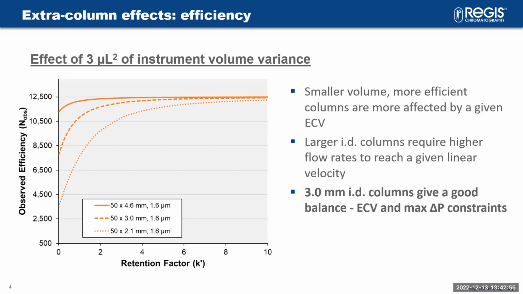So our observed resolution values are going to be more affected by extra column volume. Larger columns are going to be less affected, but those will require those higher flow rates, which I just talked about on the previous slide, which could create a problem for us. So all of this suggests that 3 millimeter ID columns strike a nice balance between mitigating our extra column volume effects, but also keeping our volumetric flow rates sufficiently low.